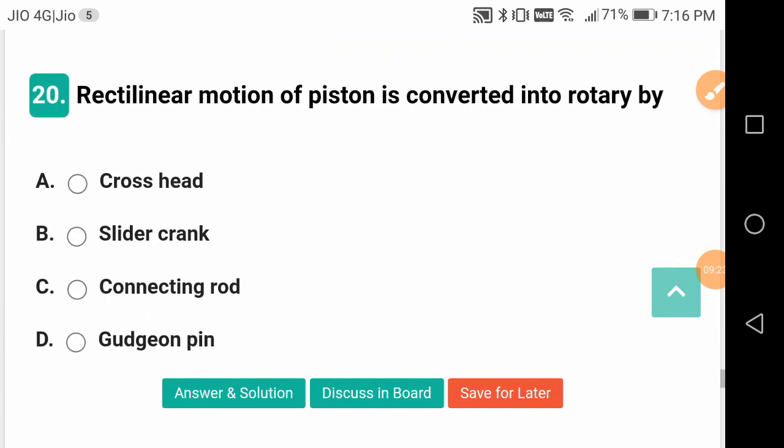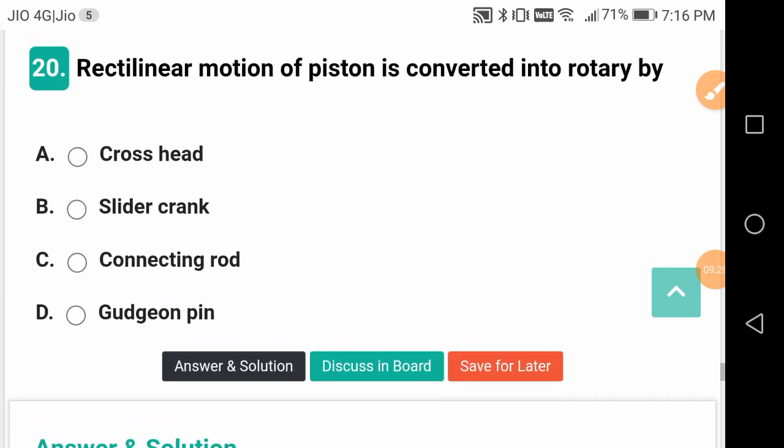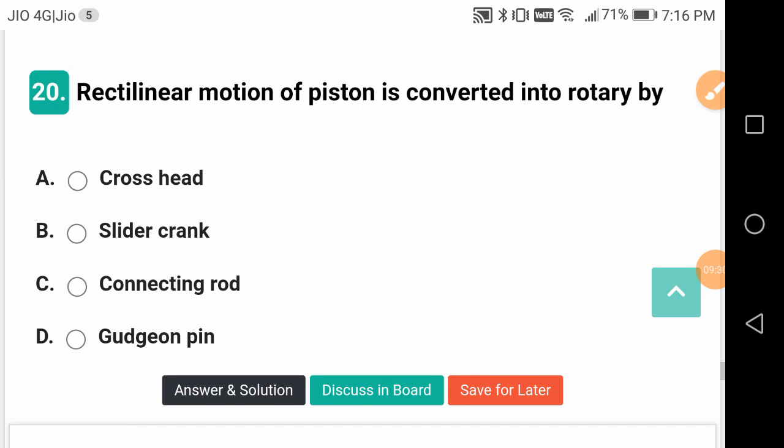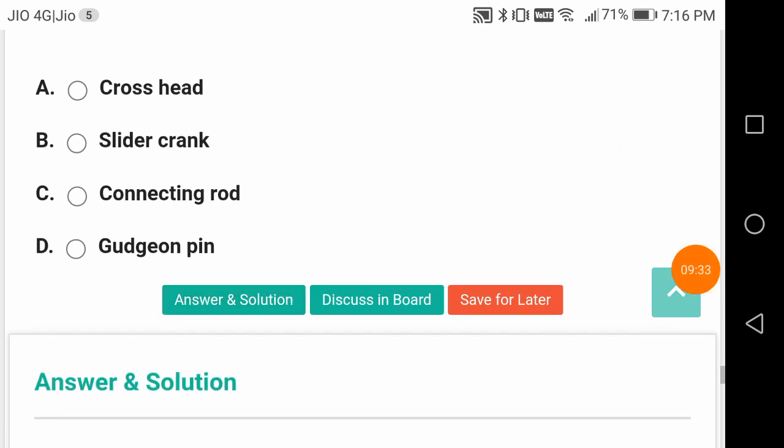Rectilinear motion of piston is converted into rotary by, what is this? It is by Scotch yoke crank.